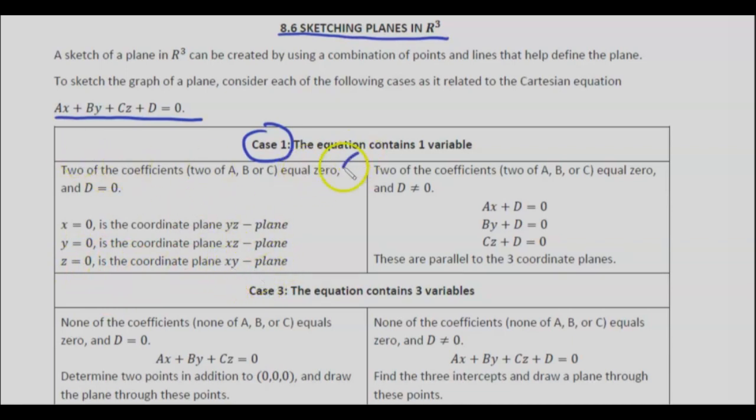Okay, so this is if d equals 0. Now, if d does not equal 0, but two of the coefficients a, b, and c equal 0, what we're going to end up having is ax plus d equals 0, or by plus d equals 0, or cz plus d equals 0, right? Because the other coefficients would be 0, like 0x plus 0y, essentially. So those would go away, and we're left with cz plus d equals 0, just as one of the examples.